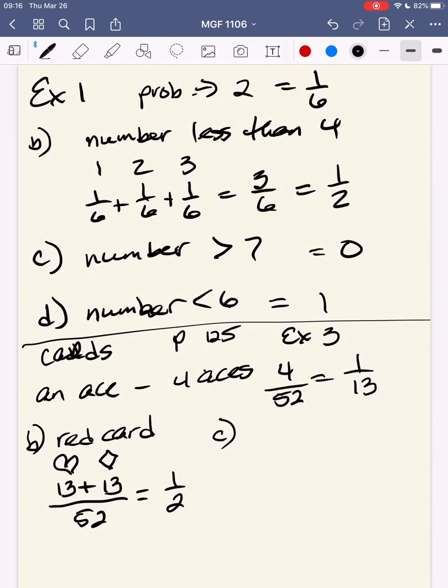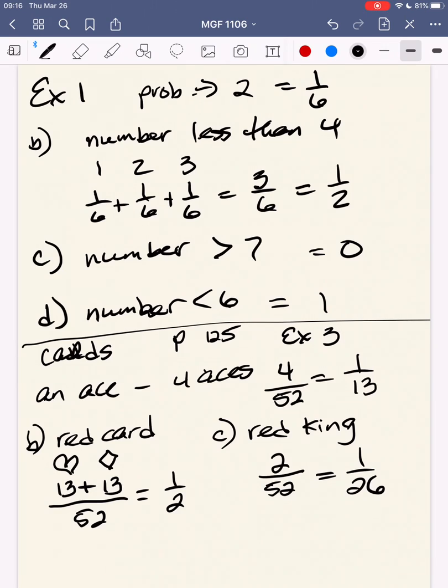If I look at part C, a red king. Okay, 2 suits are red, and there's one king in each of those suits, so I have a total of 2 kings, one from diamonds and one from hearts, over my total number of cards, and that's going to equal 1/26.